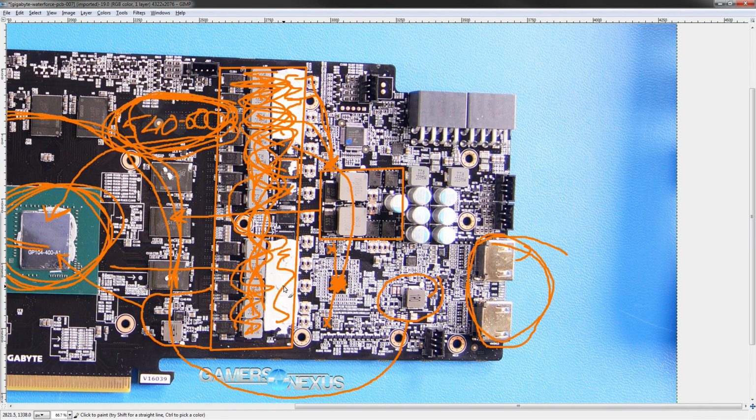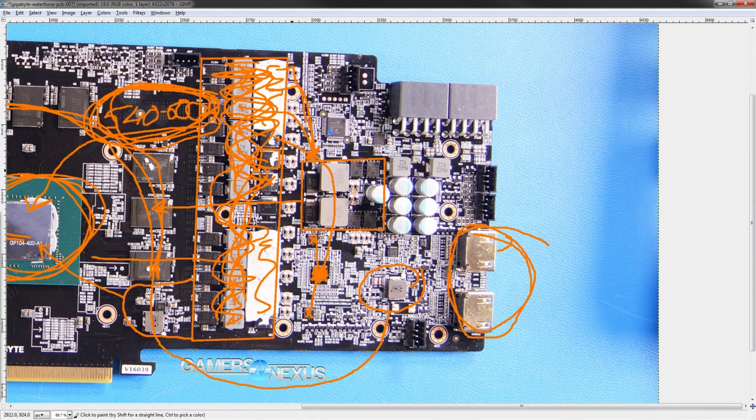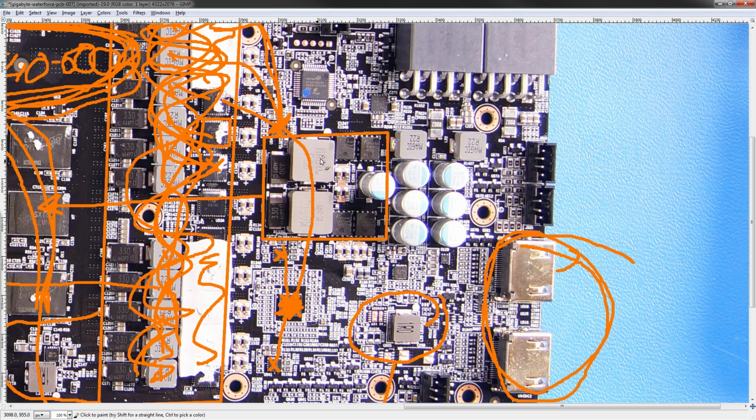So yeah, props to Gigabyte on the core voltage VRM. So let's move over to the other major VRM on this card, and that's the memory voltage VRM right here. That feeds the GDDR5X chips. This is a two-phase VRM. We have two chokes here.